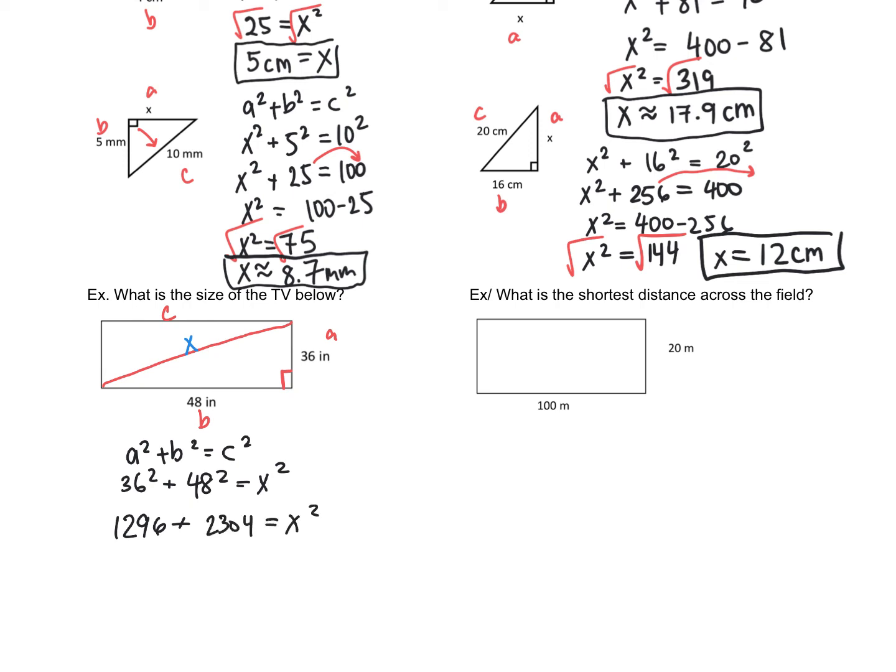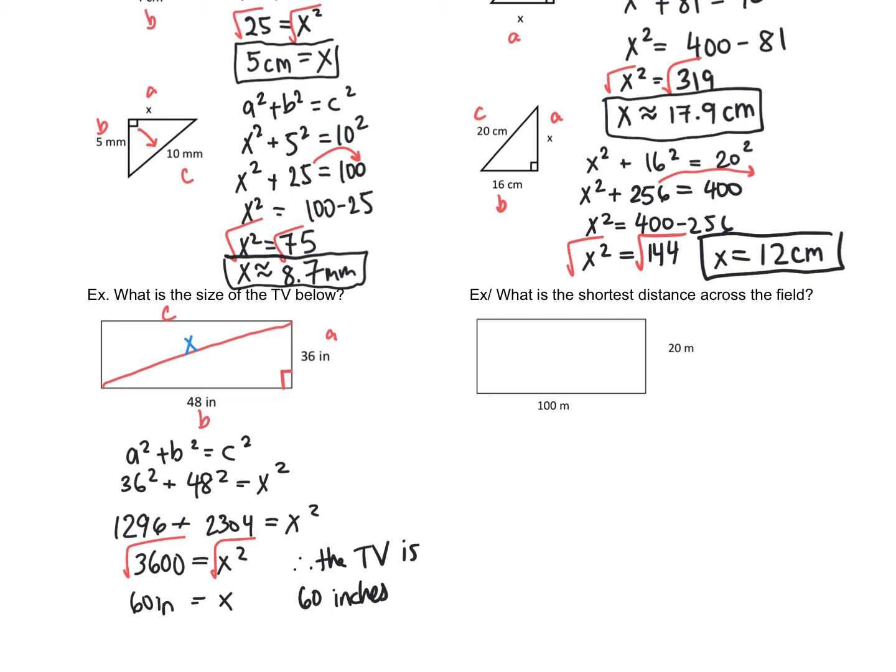Make sure in your calculator you are using the exponent button and not the multiplication button accidentally. When we add our numbers, we get 3,600. And then finally, a quick square root, and we actually get a nice number of just 60 inches. And it is a mini application question here, so I am going to write, therefore, the TV is 60 inches.